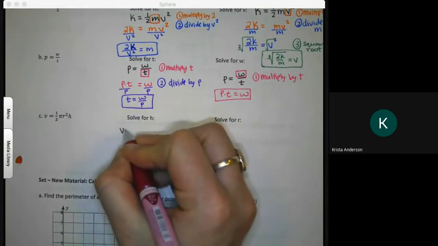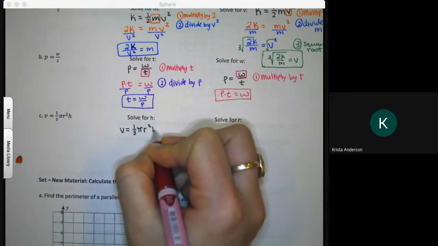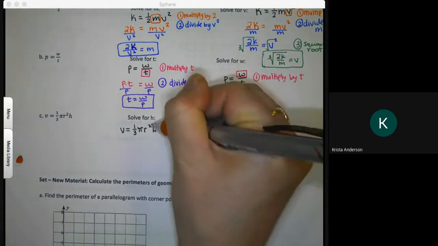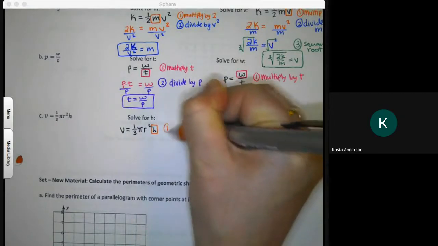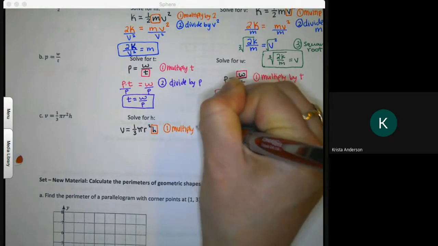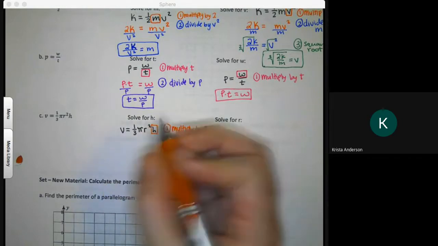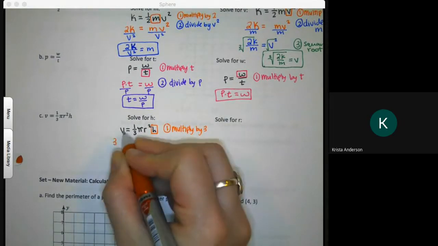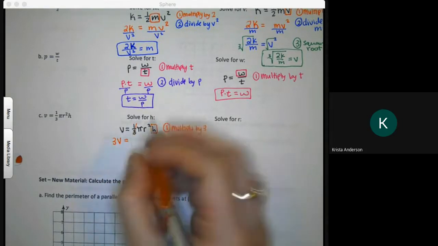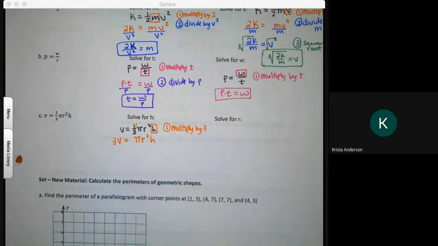Okay, I have V equals 1/3 pi r squared h. There are no plus or minus signs. I want to get h alone. My first step is I want to get rid of the 1/3. What will I multiply by? 3. Multiplying by 3 will get rid of the 1/3. So I'll have a 3 times v equals the 1/3 will cancel out when I multiply it by 3. Pi r squared h.